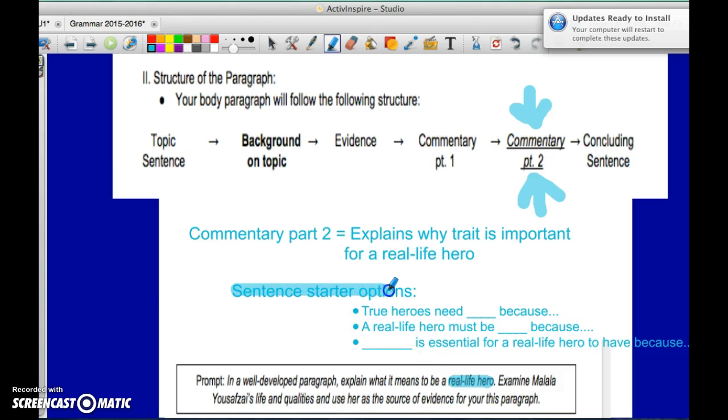So some sentence starters that you can use are given to you here. True heroes need this trait of being brave because blank. A real life hero must be kind because, let me explain why. Kindness or bravery is essential for a real life hero to have because blank. You'll notice that, like commentary part 1, each one of these sentence starters includes the word because, and that's because you have to explain the connection.